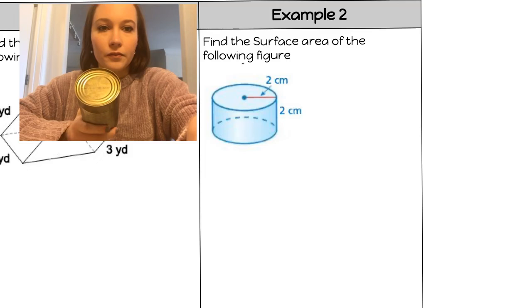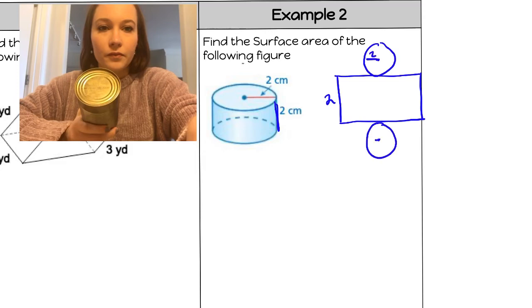So I'm going to draw the net. And like we talked about, like I showed you, the middle part of a cylinder is a rectangle. Here's its height. Okay, and then we have to add the circles on top and bottom. And those have a radius of 2.